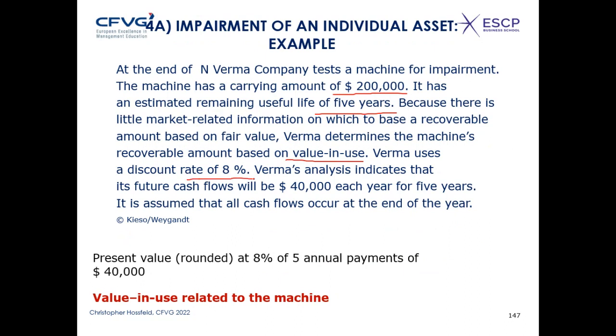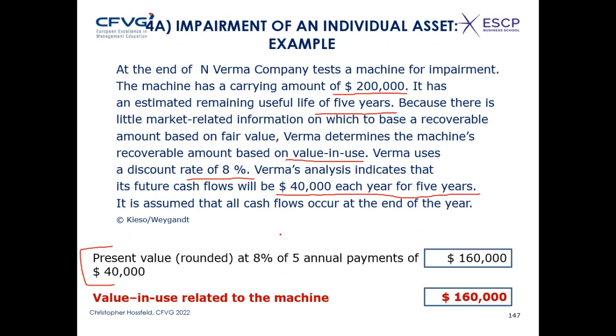We have a discount rate of 8%, and Verma's analysis indicates that its future cash flows will be 40,000 each year for 5 years. To calculate the value in use, I need to calculate the present value of the cash flows. 5 cash flows of 40,000 discounted with 8% lead to a present value of 160,000. It's a rounded number, not precisely 160, but around 160. That means the value in use that I take as a benchmark here is 160.